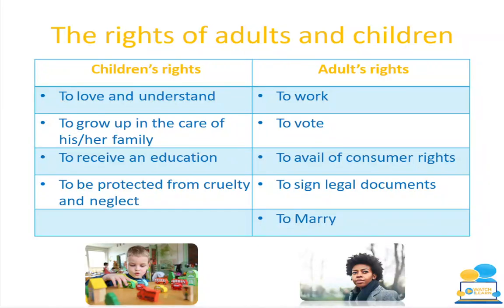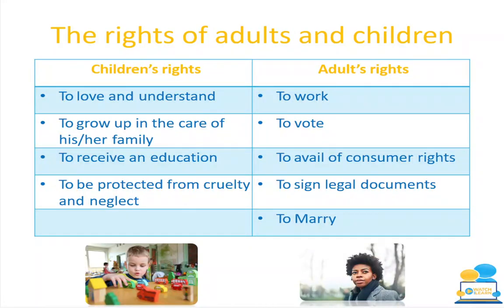So these are not an exhaustive list, and you could come up with more yourself. Children's rights are to love and understanding. They have the right to grow up in the care of their family, whether that's a nuclear, extended, blended or lone parent family. They have the right to receive an education, so Montessori, primary school, secondary school, and then on to third level if they desire. They have the right to be protected from cruelty and neglect, and in this case, if this right is infringed, TUSLA will become involved.